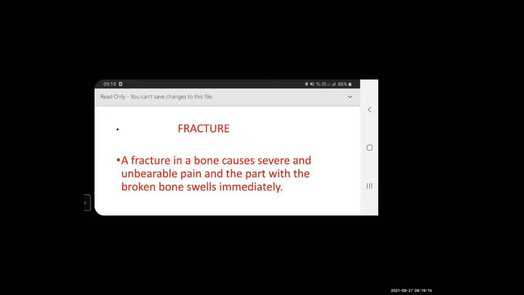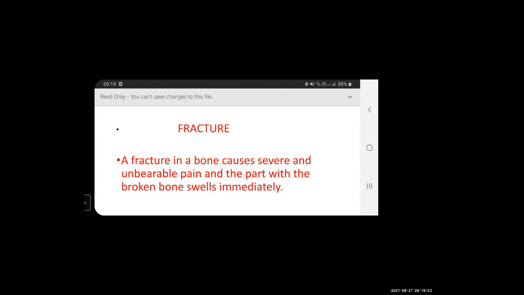Yes, very good. When you run and fall down, when you go for playing, or fall from upstairs, any part of the body gets broken, a crack. The girl said it very nicely: when you get a crack in our bone, that is called a fracture. So when we go to the doctor, what does the doctor do? The doctor checks properly, gives us the proper medicines, and tells us whether it is a fracture or whether we should have a plaster on it. So that is called a fracture.